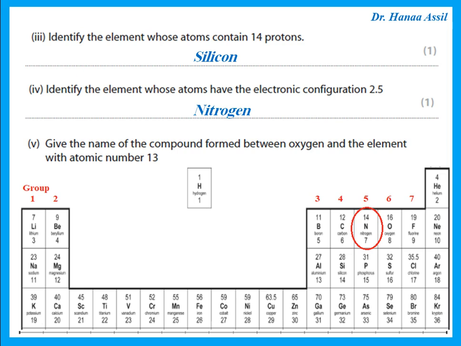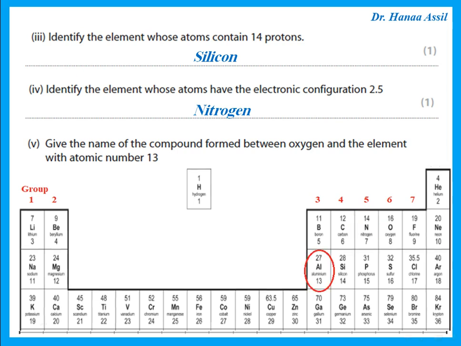Give the name of the compound formed between oxygen and the element with atomic number 13. Which element has atomic number 13 again? That is aluminium. So he's saying if aluminium reacts with oxygen, what is the name of the compound formed? Then that would form aluminium oxide. Remember that something with oxygen will form something oxide.